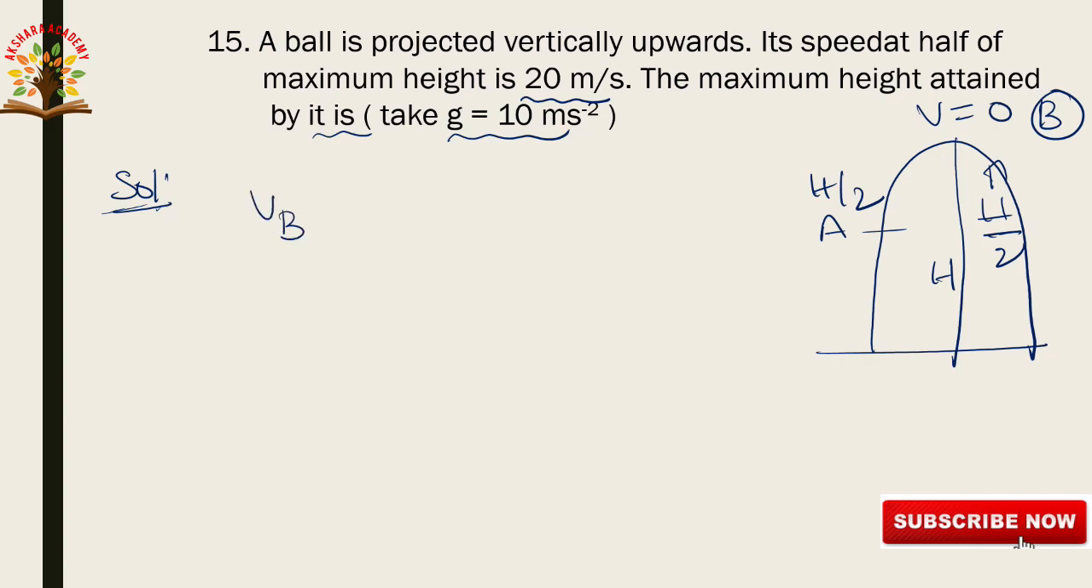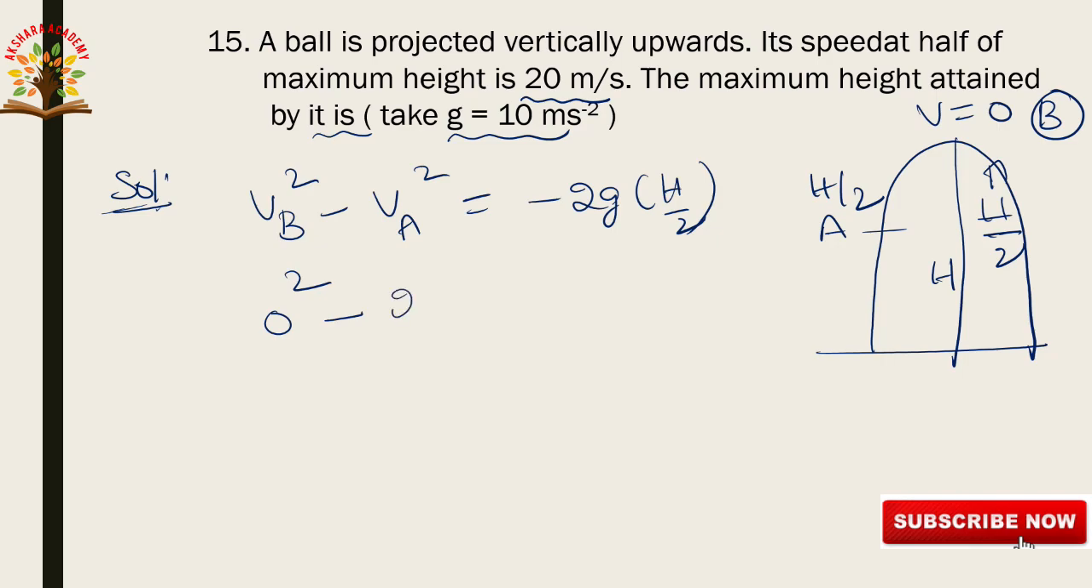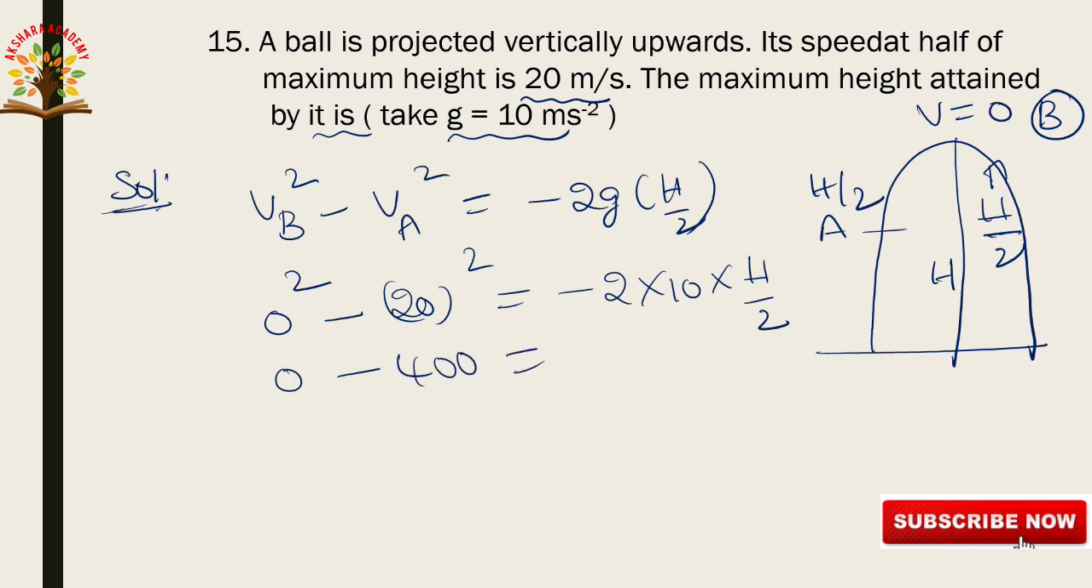So this is Vb square minus Vs square is equal to minus 2g into h by 2. Substituting the values, Vb is nothing but 0 square and Vs square is given as 20 whole square, equal to minus 2 into g, 10, and h by 2. The 2 gets cancelled, 0 square is 0, minus 20 whole square is 400. Here the 2 gets cancelled and minus 10 into h, 10h.